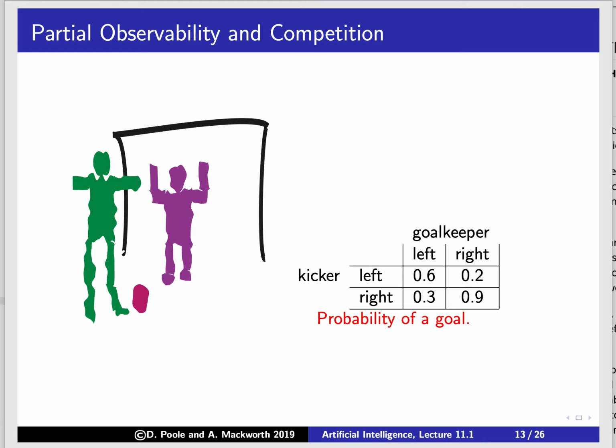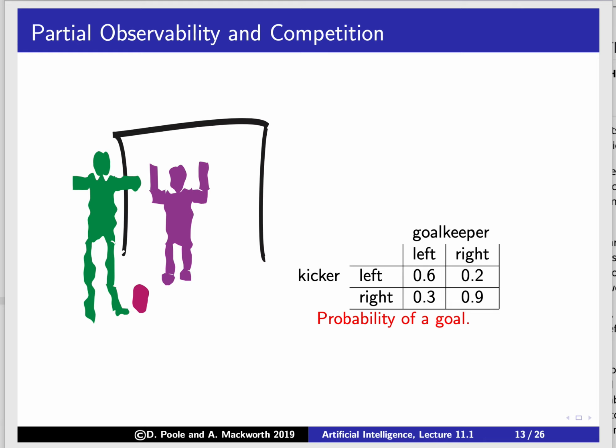Now suppose we have this goal kick here. So we have a soccer game and the kicker gets to choose whether to kick right or left. So this is the goal penalty shootout. There's one kicker and the goalkeeper. The kicker gets to choose right or left, and the goalkeeper doesn't have time to wait till he's seen what the kicker's going to do, so they have to decide up front whether to jump left or right.